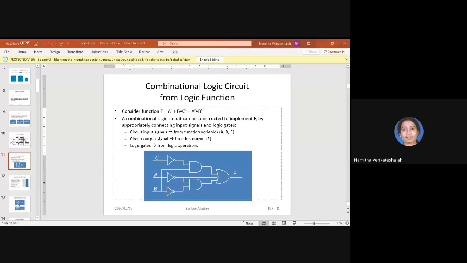I'm expecting the reply in the chat window. Please reply to me in the chat window. Okay, I got a reply from Rakshita, Ruchita. Rohit Tadiga, Prerana, thank you for the reply. Now let us continue.